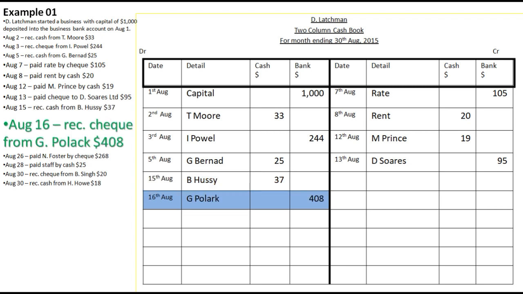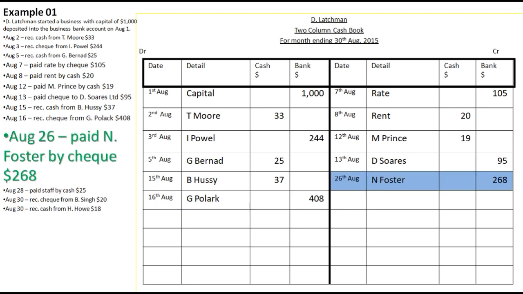August 16, received check from G. Pollock, $408. In this case, we are receiving money again. We're receiving from G. Pollock and we're receiving a check, so we have to record that $408 under the bank account.